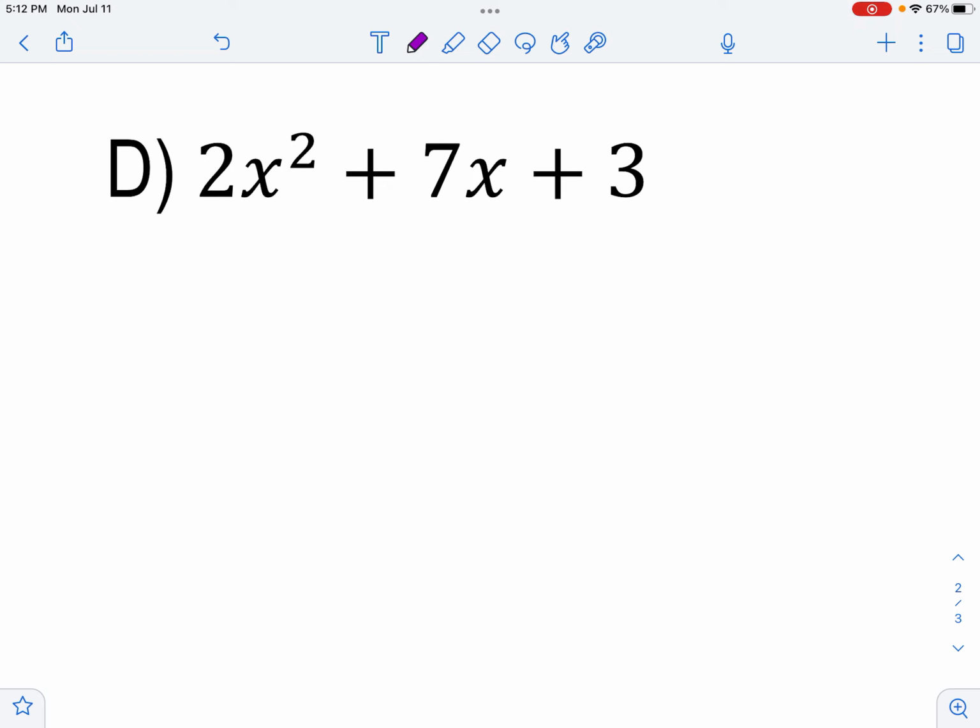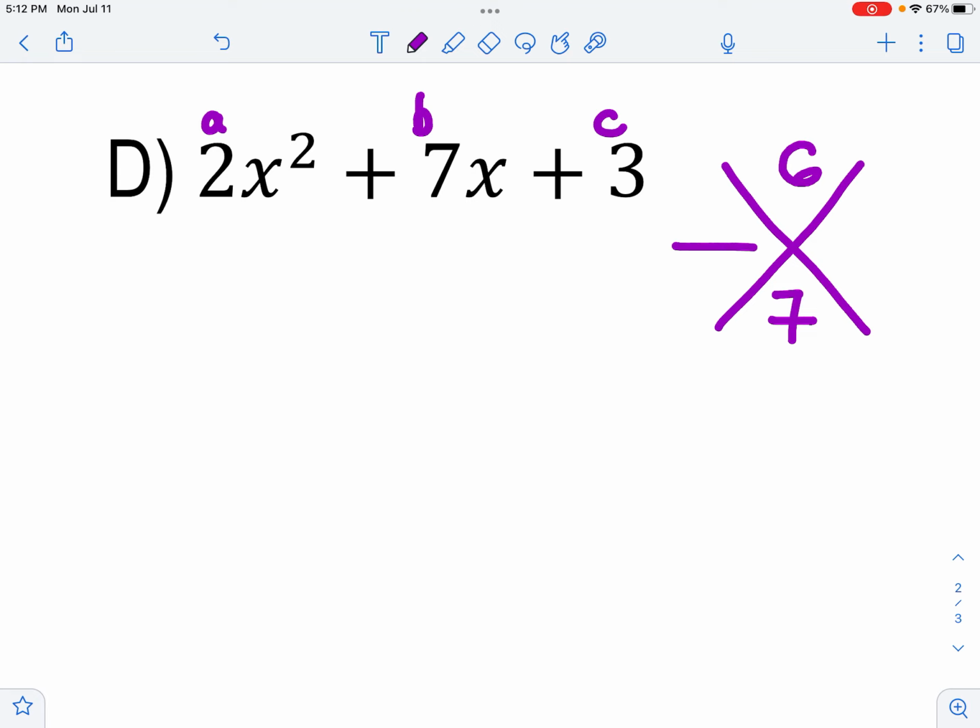All right, last one in this section here. We're looking for a GCF: 2, 7, and 3. There's no number they have in common. X squared, x, and no x's. No x's in common. So 3 terms. I'm going to use my organizational x. This is A, this is B, this is C. A times C goes up top, which is 6. B goes down below, which is 7. I'm looking for two numbers that multiply to give me 6 and add to give me 7. 6 and 1. Divide by your A value, which is 2.